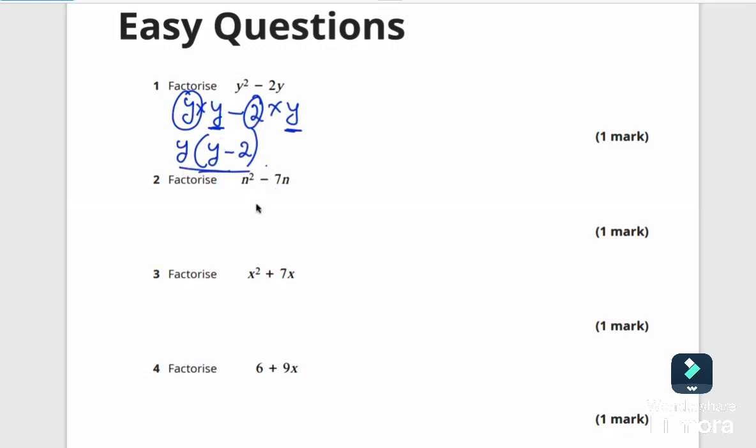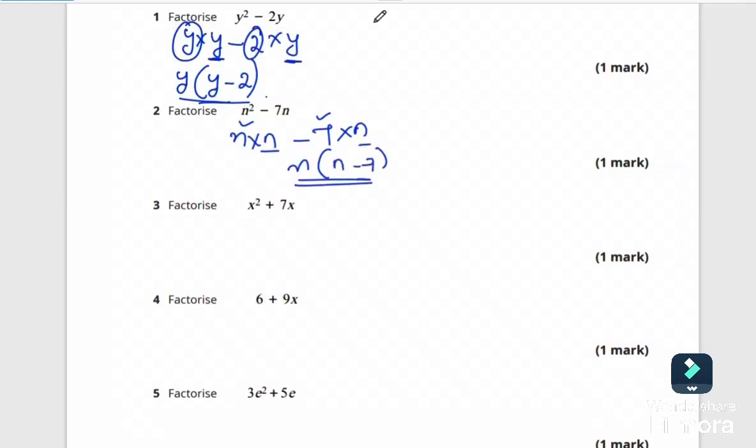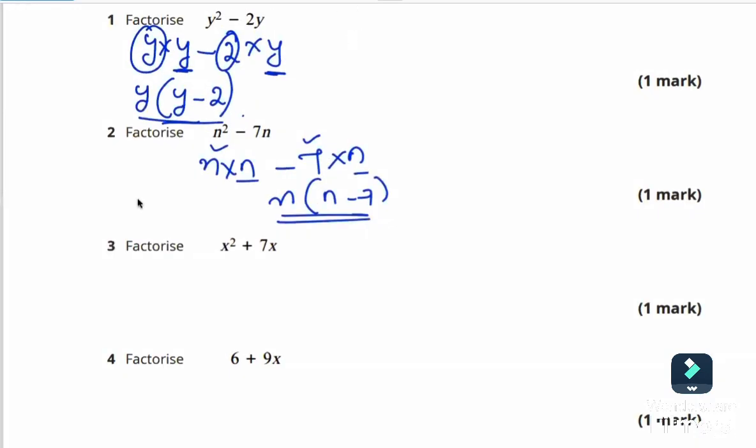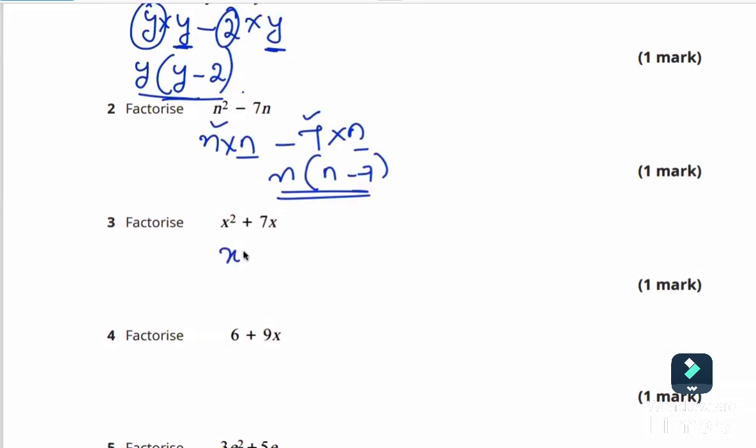Very simple. As well as here, n squared minus 7n. So we can write it as n into n, 7 into n. So n is the common factor and n and minus 7 are the two other factors. So write the common factor outside the bracket and other factors inside the bracket. So over here, x into x plus 7 into x. Therefore, x is the common factor and x and 7 are the other factors. So place them inside the bracket.